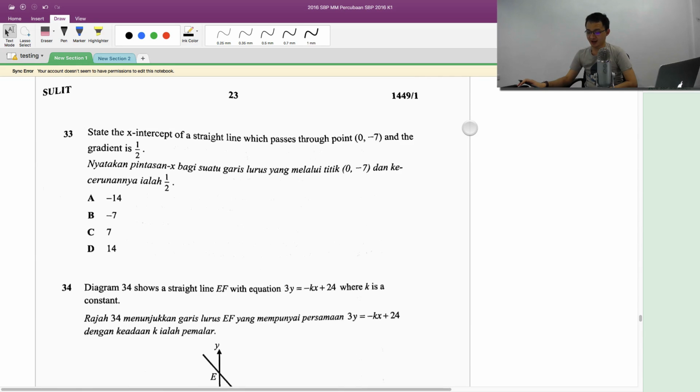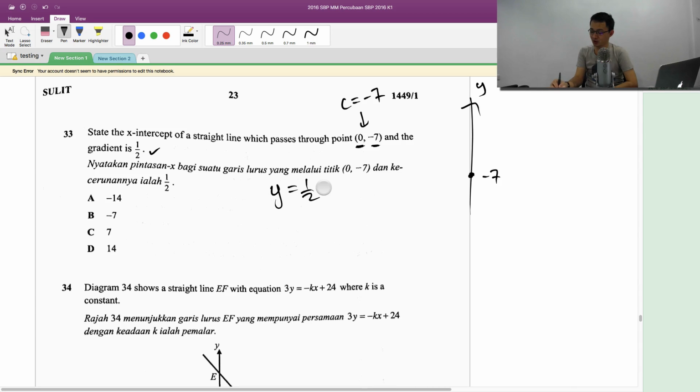State the x-intercept of the line passing through this. Whenever I see 0 at the first place and this is -7, I know this is c equals to -7, because this is the y-intercept, isn't it? If you draw out the y-axis, (0, -7) is on the y-axis. So this is the y-intercept, so it's c. It has gradient 1/2. So I can straight away write y equals mx plus c.